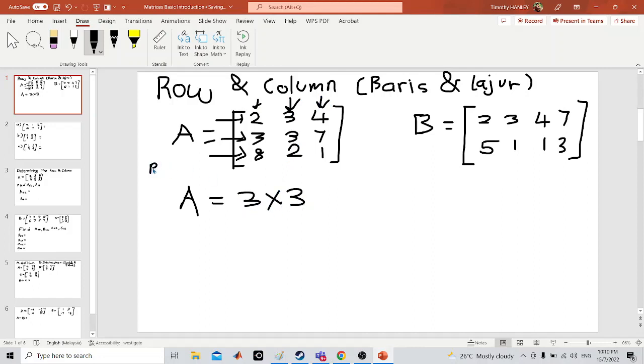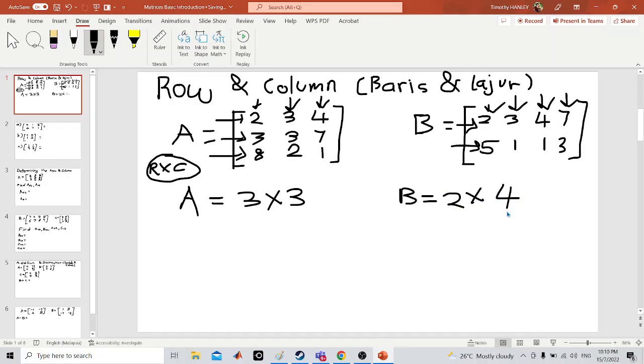We can use this sort of like a formula to answer this kind of question. So we have to put the row first and then times the column. As for the matrix B, we can see that it has 2 rows and 4 columns. So it will be 2 times 4.